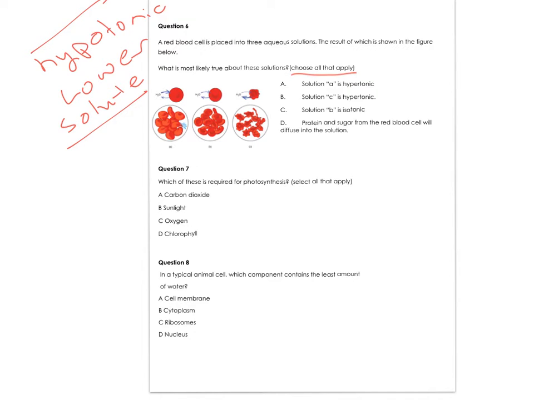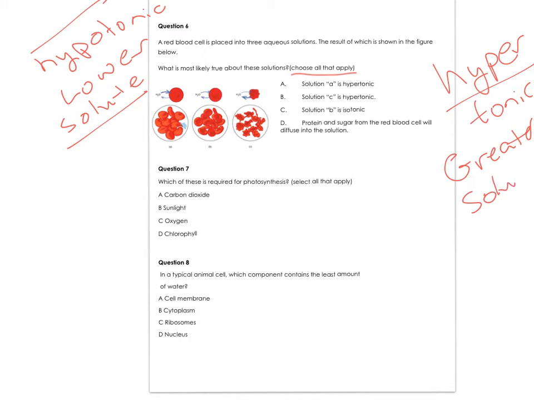Solution C, where's the water moving? It's moving out of the cell. So where is the solute the highest? It's outside the cell. So the solution is hypertonic, and hypertonic means greater solute concentration. So hypertonic solutions are going to have greater solute concentration than whatever they're being compared to, in this case inside the cell.